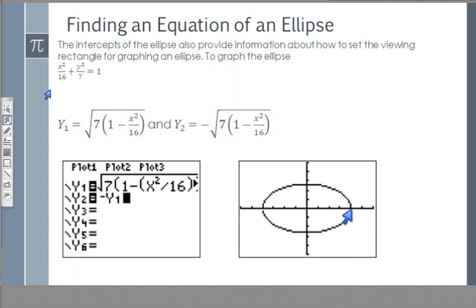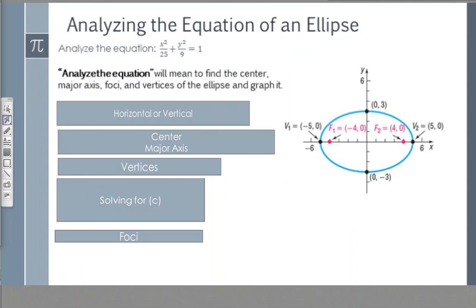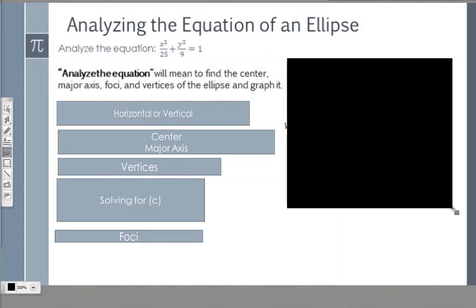All right, so let's look at analyzing the equation of an ellipse. Here's the equation. And when it says to analyze the equation, they're telling you to find the center, the major axis, the foci, the vertices, all of it, and then graph it. So let's hide our graph for just a minute. When I was teaching this in class, I had the graphs hidden, but when I go to record, my graphs aren't hidden anymore. Yay. Okay, so the first thing we're going to do is determine if it's horizontal or vertical.